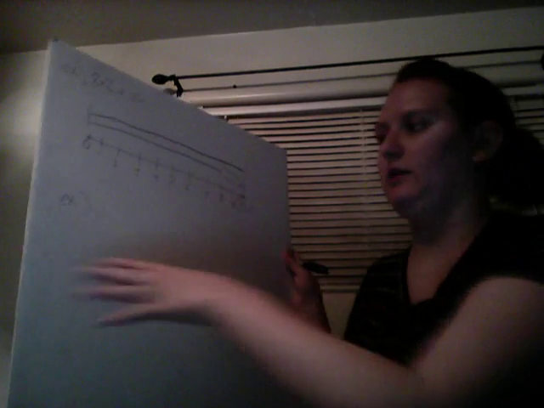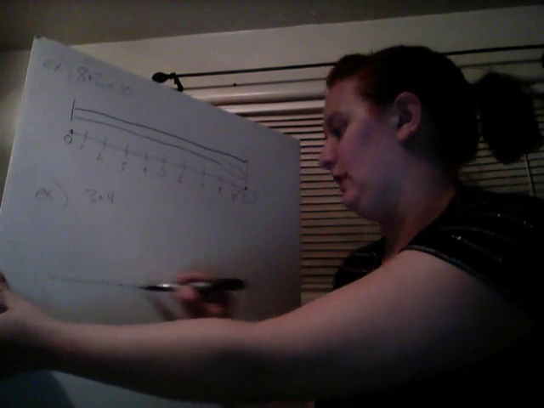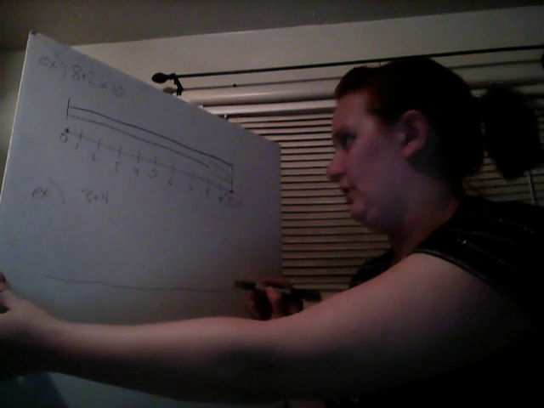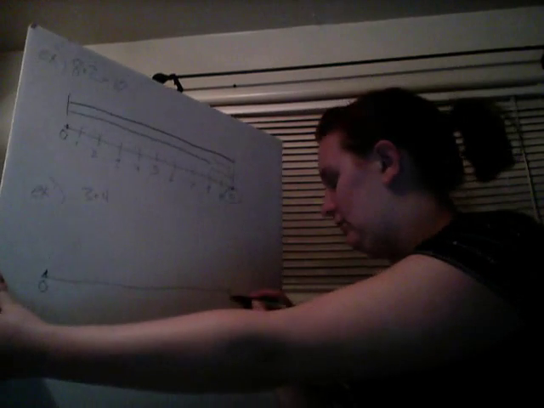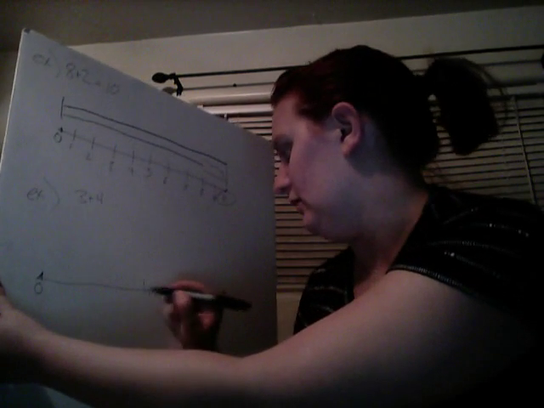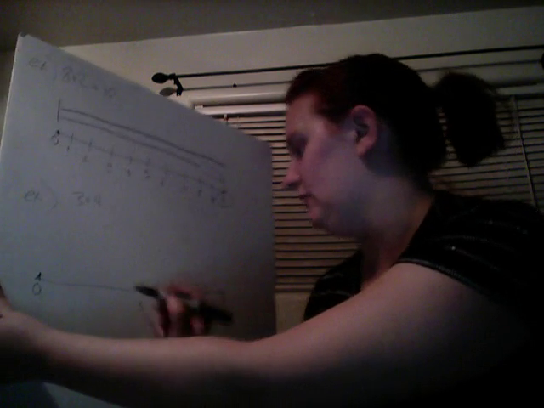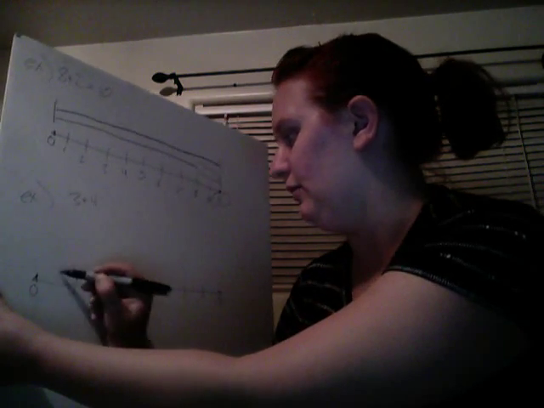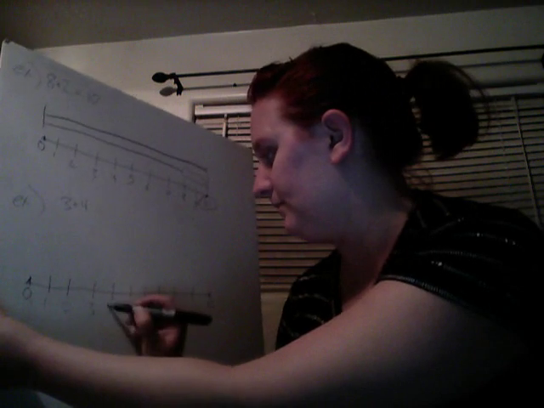I would tell them to erase their whiteboards, and I would erase my whiteboard so we can move on to the next one. The next example is going to be 3 plus 4. So again, we're going to draw our number line. Put the arrows on the front and the end. Mark them with 0 and 10. Go in the middle and mark 1 through 9. Number the dashes and label your number line.